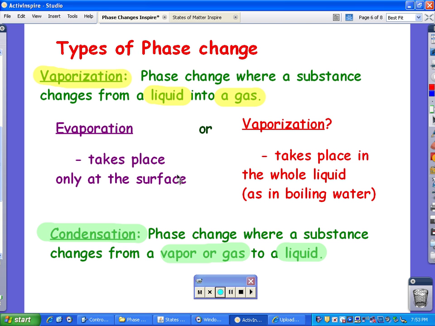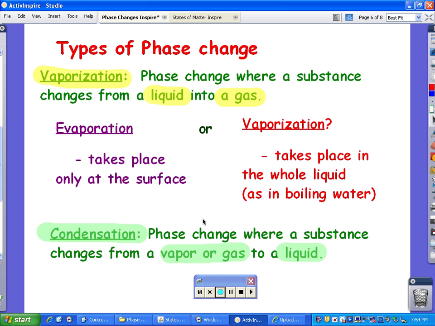You're not vaporizing your fish, are you? You're not putting your fish tank on a stove and cooking it. I hope not, anyway. So it's evaporating only at the surface. Now the difference: vaporization, bubbles on the bottom, goes all the way through the pot to the surface. Evaporation, only at the surface.